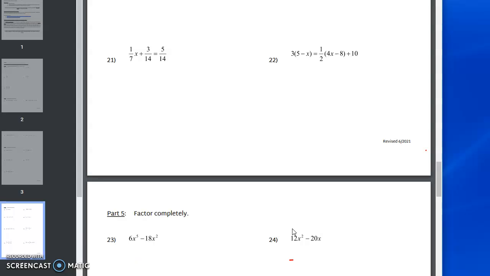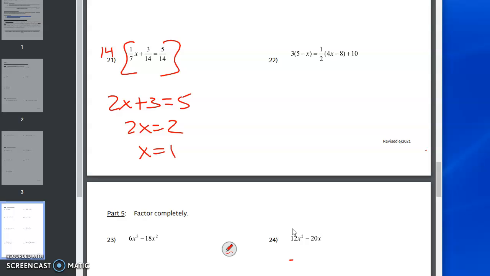The bottom two here with the fractions, I'm going to multiply by a GCF. Or excuse me, not GCF, an LCM, lowest common multiple. If I multiply these all by 14, I get rid of the fractions. 14 divided by 7 is 2. 2 times 1 is 2. I get 2x. 14 divided by 14 is 1 times 3 equals 3. 14 divided by 14 is 1 times 5. I get 5. 2x equals 2, and my x equals 1.